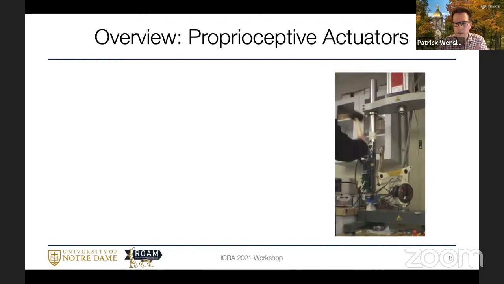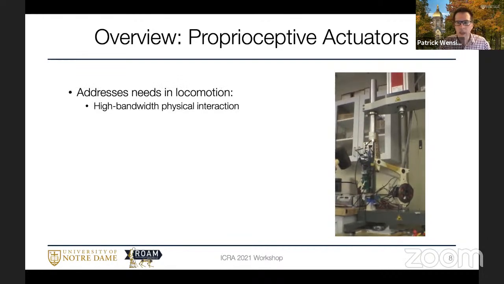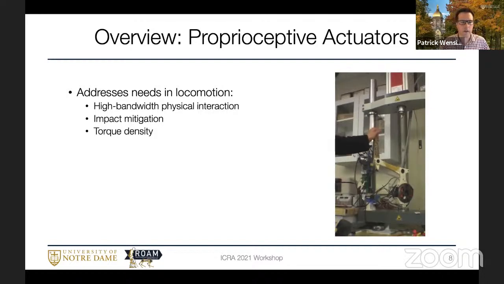And so, I think this type of actuation paradigm is really well suited for managing unplanned contacts and for helping our systems move in a highly dynamic manner through the world. These actuators enable us to have high bandwidth physical interaction through contact. They help us to mitigate impact impulses by being highly transparent, and they have a pretty high torque density. So for every gram of actuator we carry along, we get a bit of torque out of it.